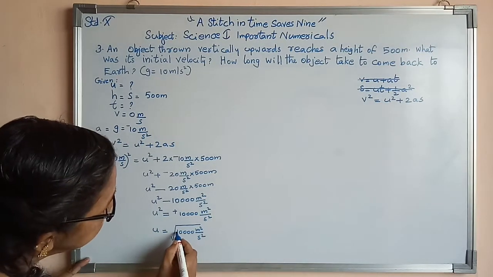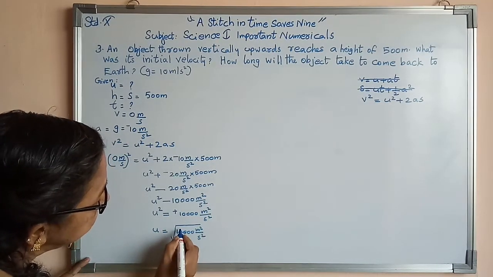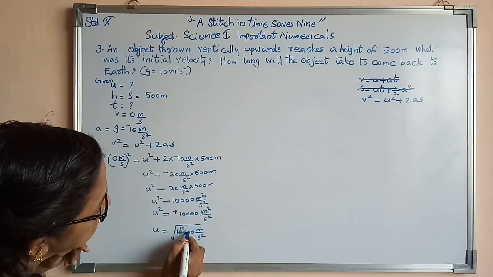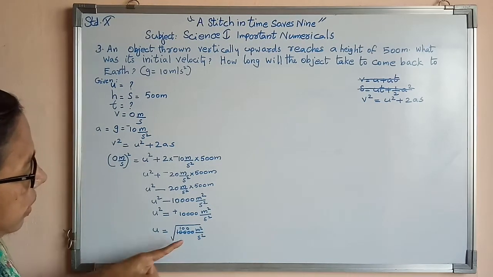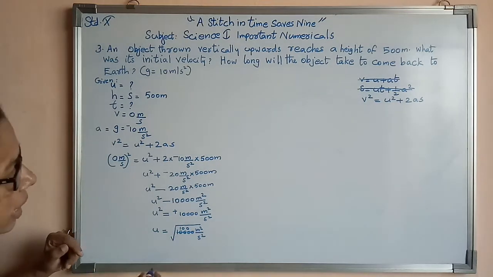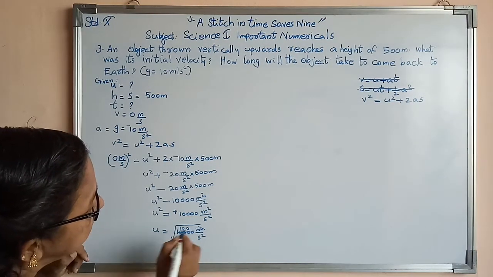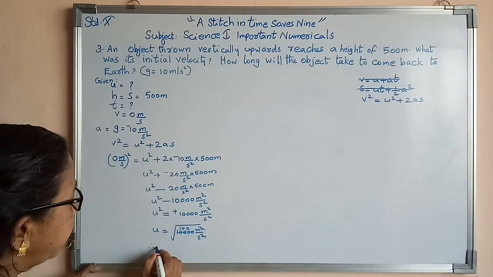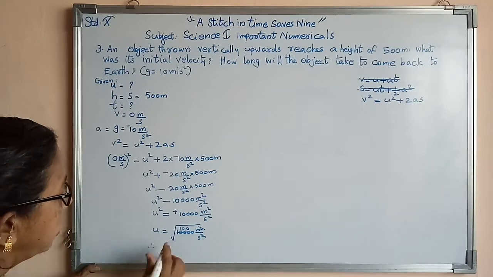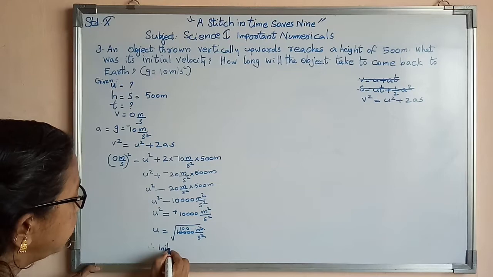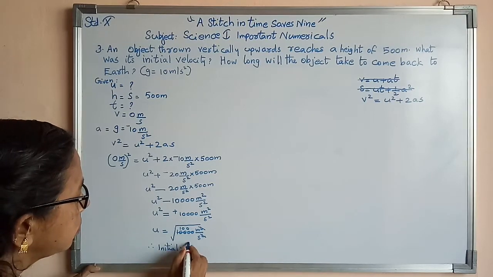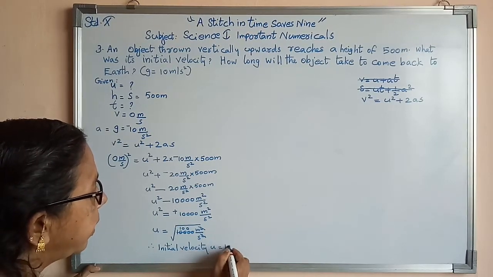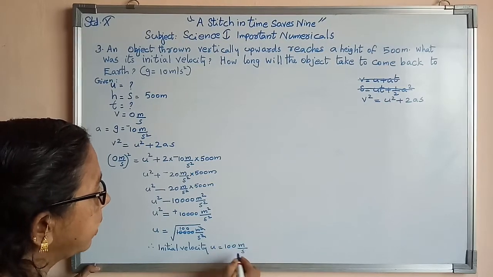Now here 100, I am cancelling; 10 tens are 100, so 10, got it. After that 2 zeros, from that we will get 1 zero. So here 10,000, its square root is 100. Meter square, from that this square I am removing, second square again square I am removing. So we are getting the answer now. Therefore initial velocity U is equal to 100 meter per second.